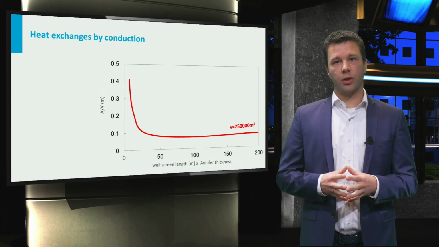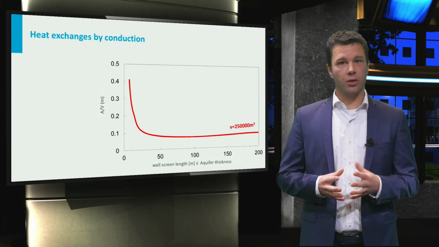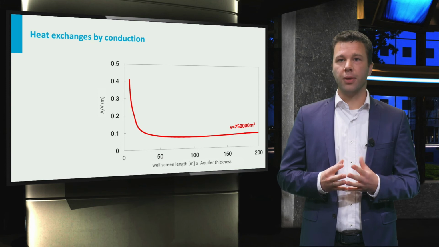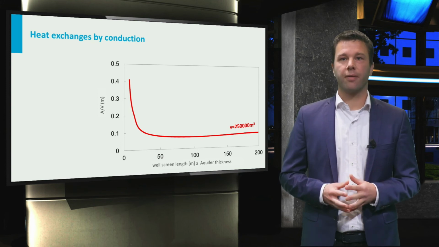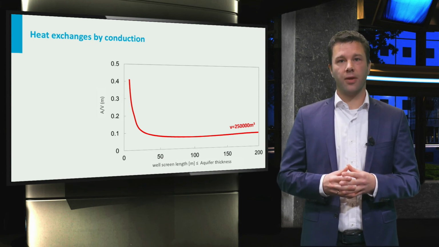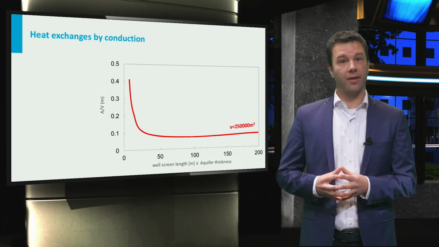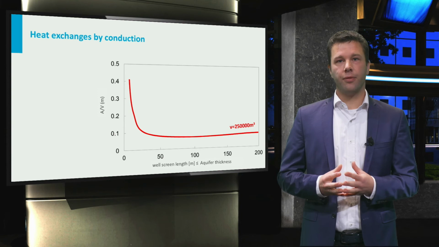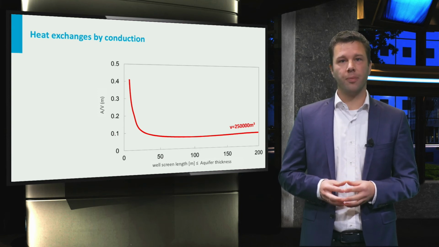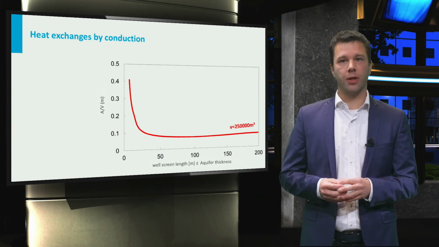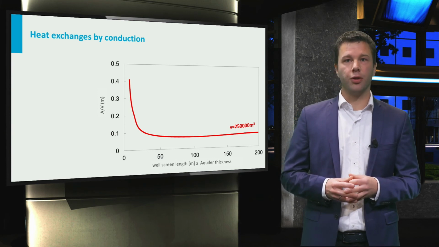If large storage volumes of water are needed, for instance 250,000 cubic meters, we will need to find aquifers which are at least thicker than about 50 meters. As you can see in the graph, at thinner aquifers, the A over V values strongly increase and the ATES systems will be inefficient. A similar result is obtained for even larger volumes of 1 million cubic meters.